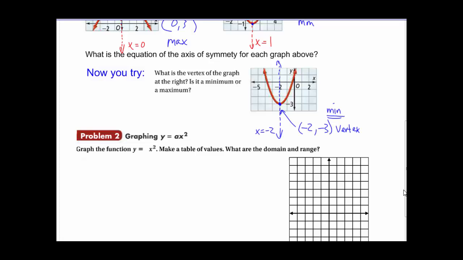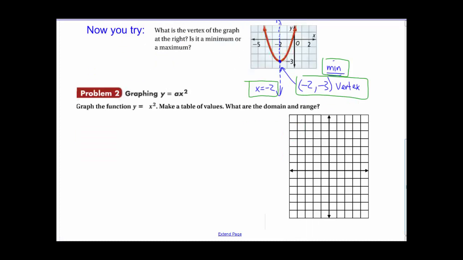All right, welcome back. If you notice, you have a minimum right here. Our vertex was, yes, (-2, -3), and (-2, -3) lies on that axis of symmetry. It is the vertical line at x equals -2. Congratulations. All right, problem 2.